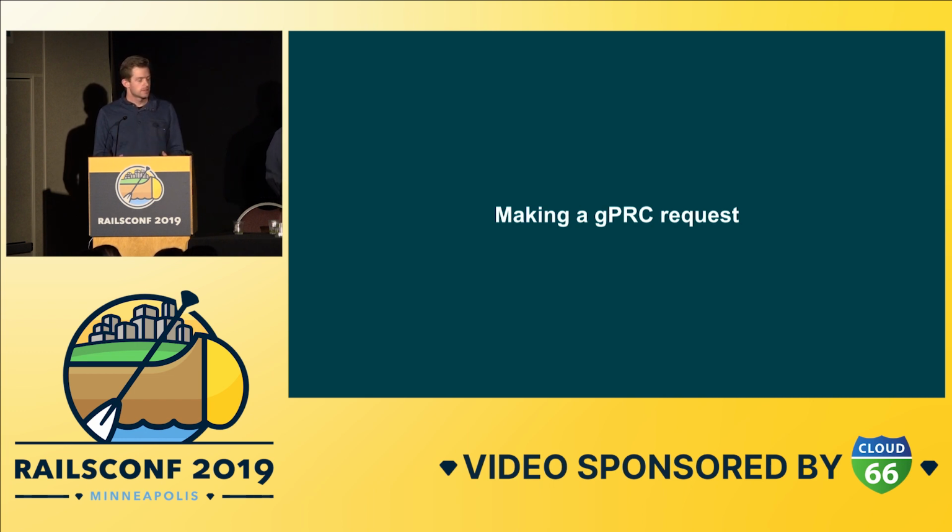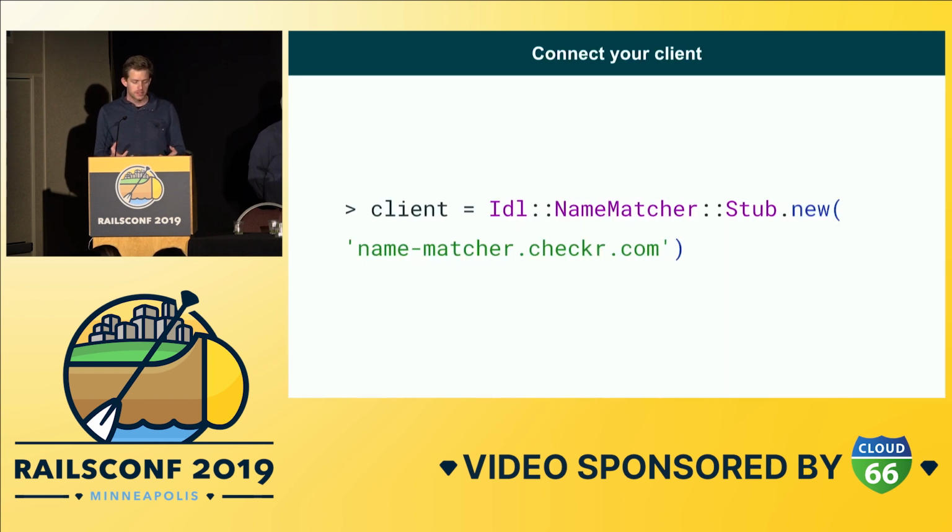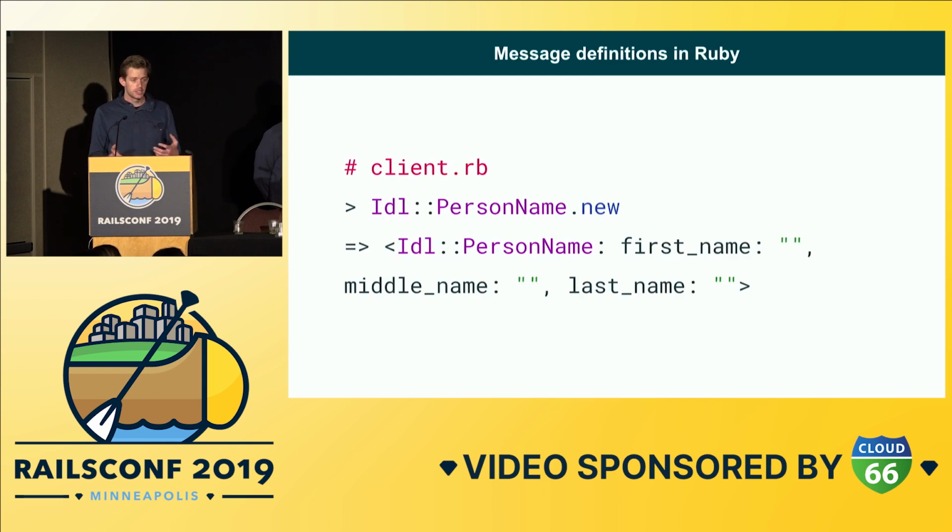So what does it look like to make a request on your client? Well, the first thing you need to do is create a new client stub that's pointed to the location of your name matcher service that's running. So now we have a client instance, but first we need to build the request. So what does that look like?